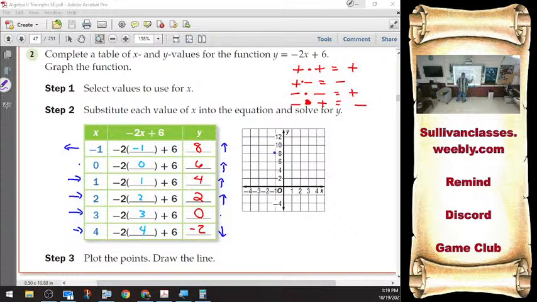-1, 8, 6, 4, 2, 0, -2. Okay. I want you to stop me when something doesn't make sense. I don't want you to just stare at it and say, well, he's bald, so he must be right. Don't just assume. I want you to be engaged in this.